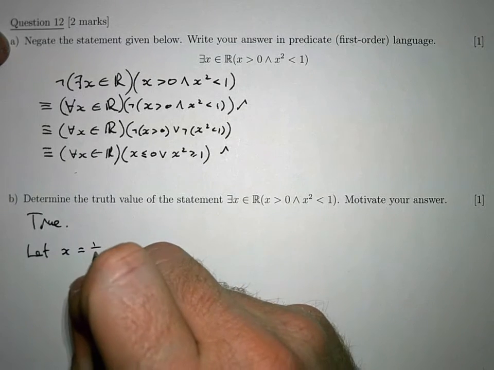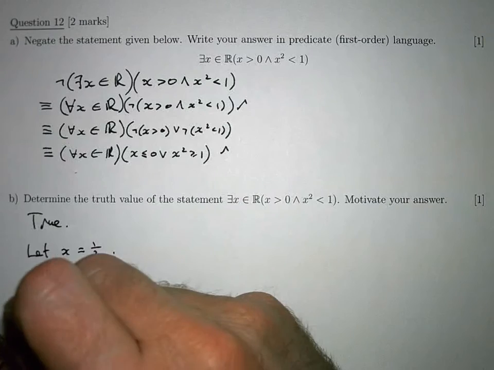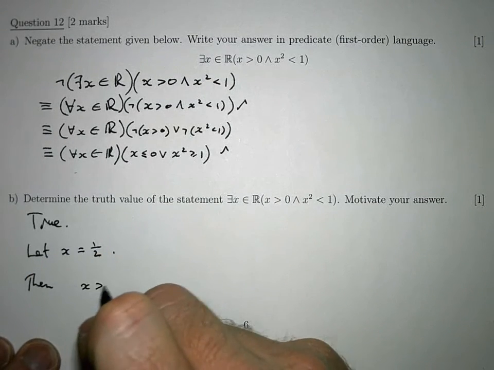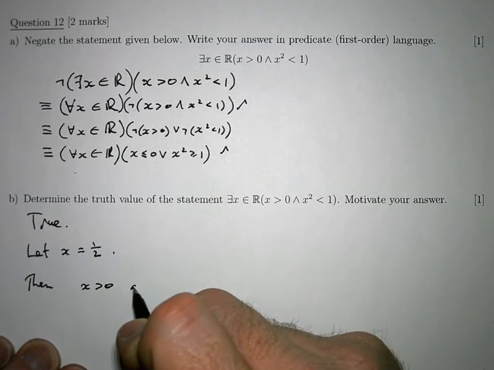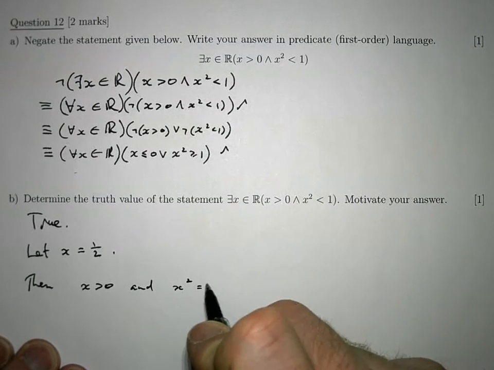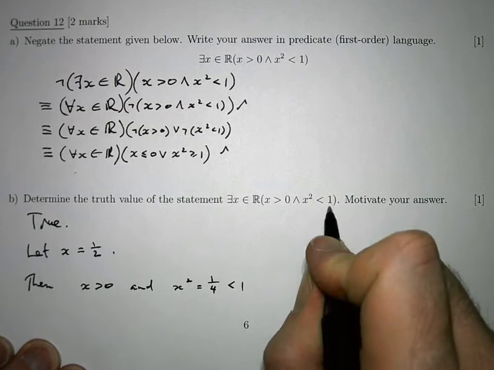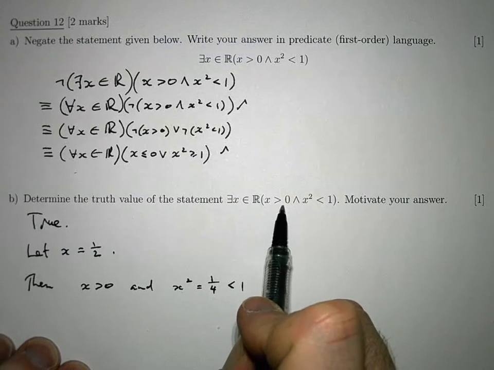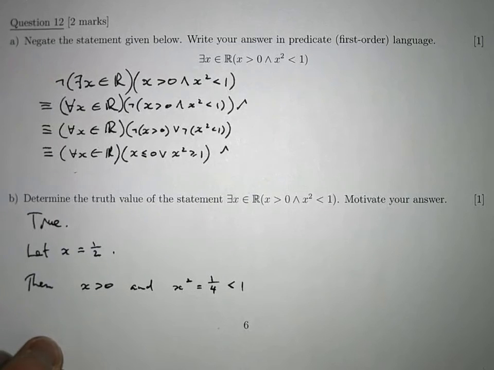I'm going to take a nice easy one. Let's just take x is equal to half, and then we've got that x is certainly greater than 0, which is what we want over here, and x squared is equal to a half squared, and a half squared is a quarter, and a quarter is less than 1. So any fraction that is greater than 0 and less than 1 is certainly greater than 0, and its square is going to be less than 1.